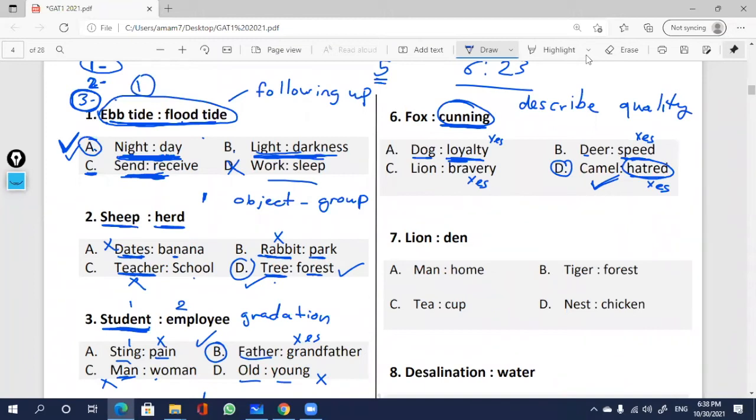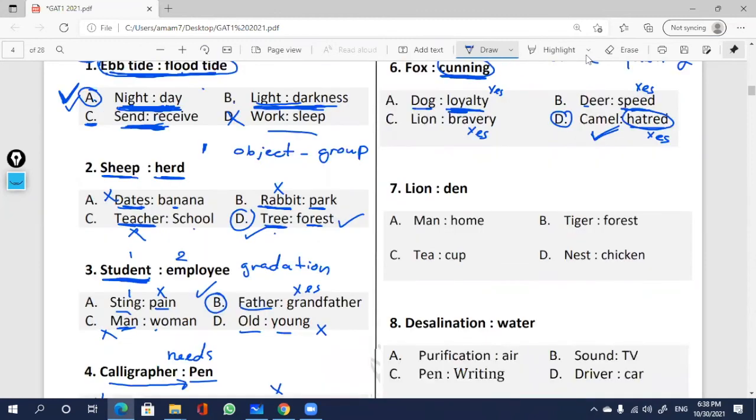Who can answer this one? Rayyan. A lion needs a den to live. So the correct answer. He said a lion needs a den to live. So this is the place where he lives, right? Yes. This is the place. Okay. The correct answer would be man and home, because a man needs a home to live.